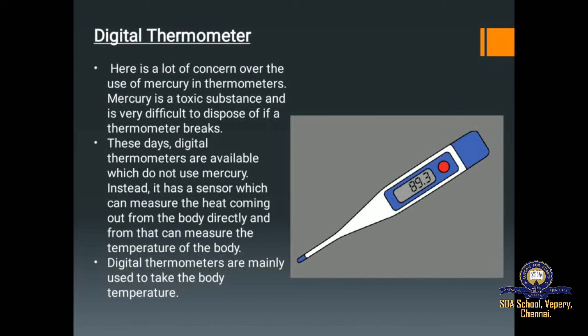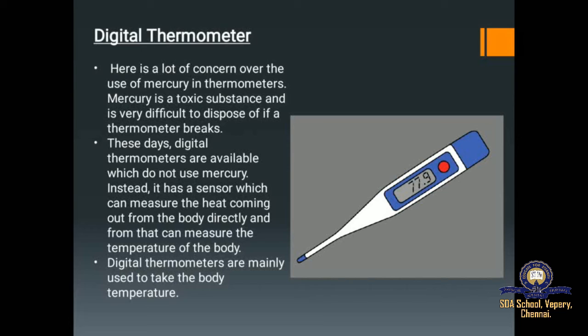Next we have the digital thermometer. There is a lot of concern over the use of mercury in thermometers. Mercury is a toxic substance and it is very difficult to dispose of if a thermometer breaks. So, the advanced model is a digital thermometer. These digital thermometers are available which do not use mercury. In order to replace the clinical thermometer, they have introduced digital thermometers.